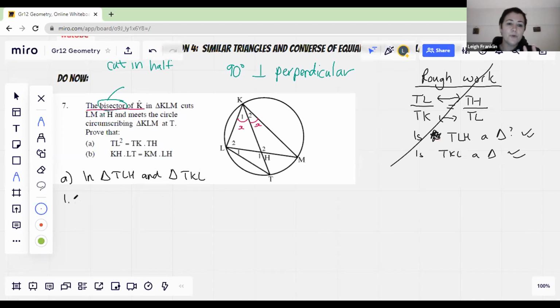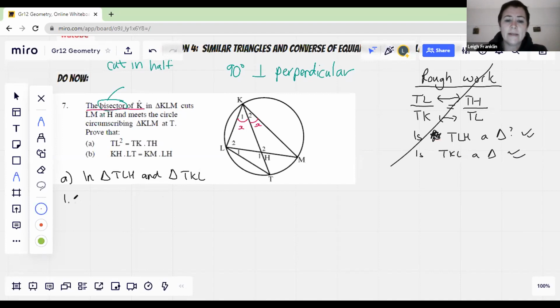Okay, remember we need to prove two angles, and we're not allowed to use interior angles of a triangle or angle sum in a triangle as one of our first two reasons. Okay, it can only be our third reason. So we've got to think about other stuff.